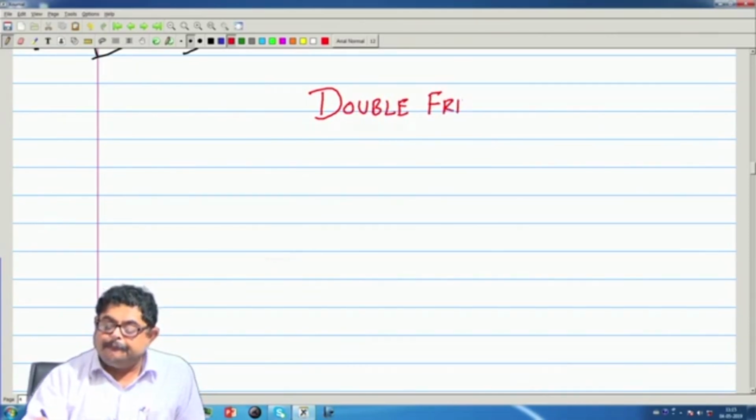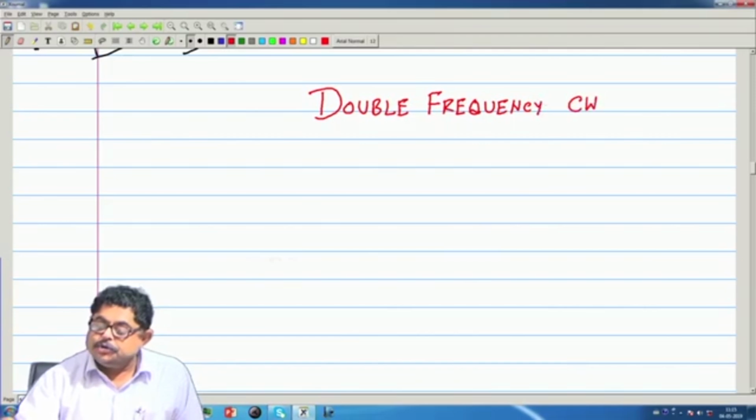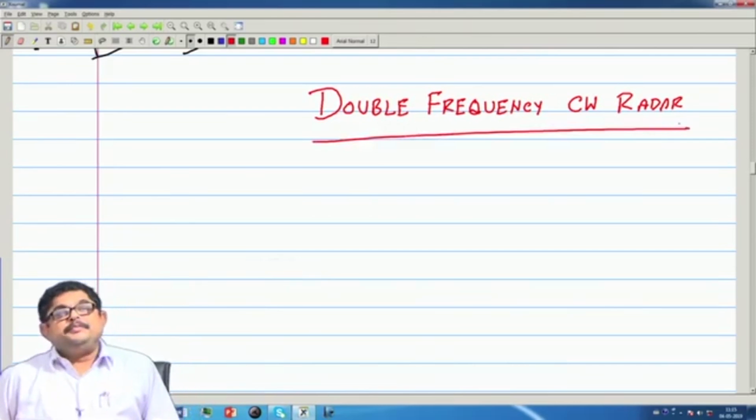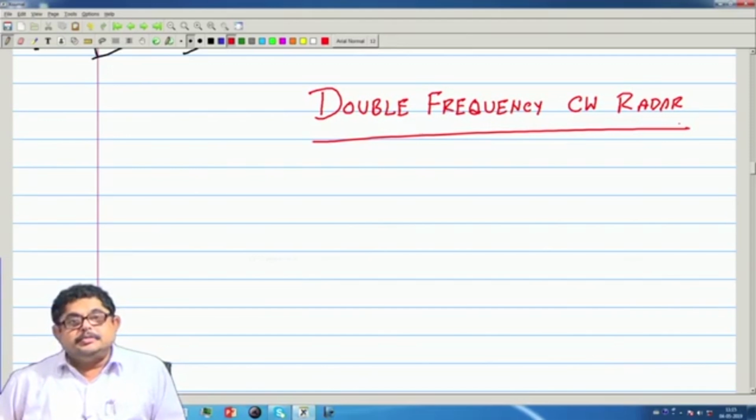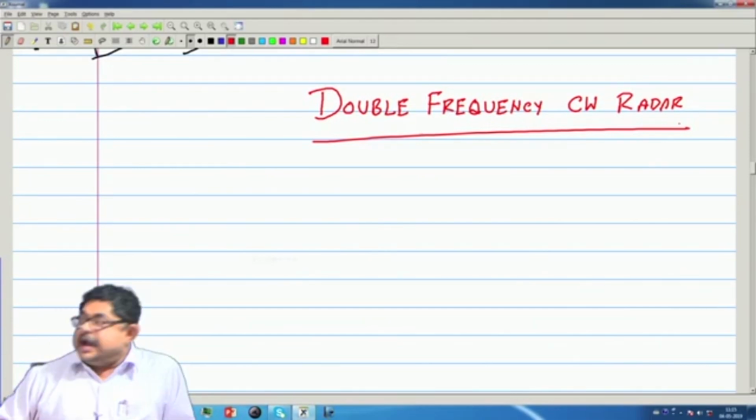Double frequency CW radar. You see that till now we are discussing that radar is measuring the range by measuring the time.